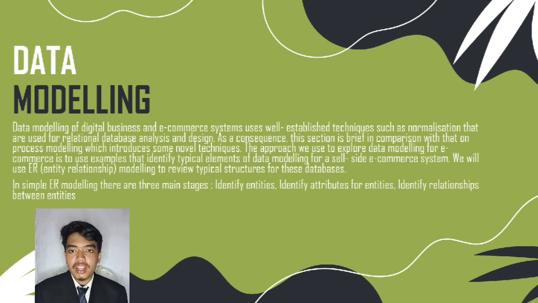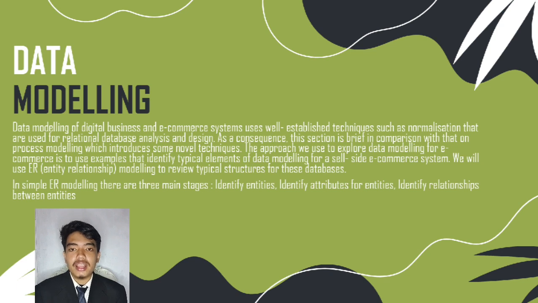In simple ER modeling, there are three main stages: identify entities, identify attribute for entities, identify relationship between entities. Let's break down the three main stages of simple entity relationship modeling. First, identify entities. In this first stage, you identify the main things or objects of interest in your system or database. For example, in a library system, entities could be books, author, and readers.